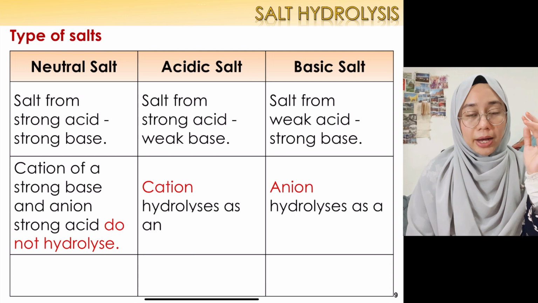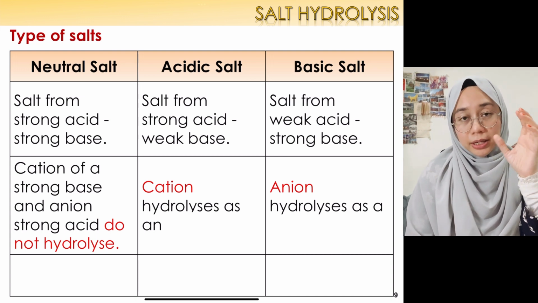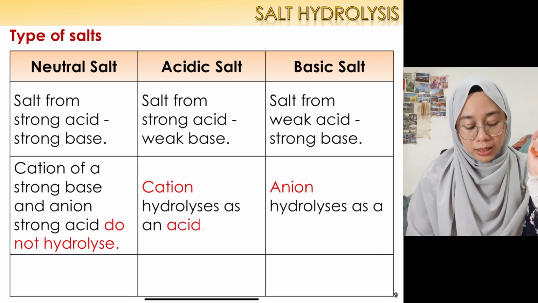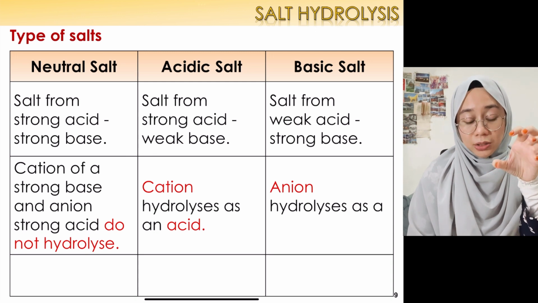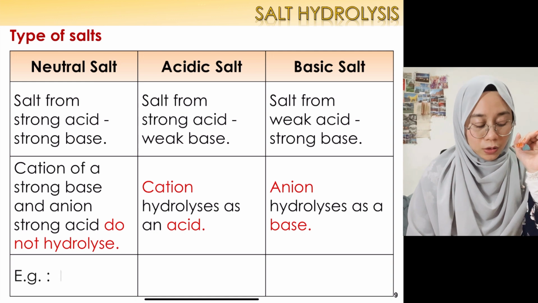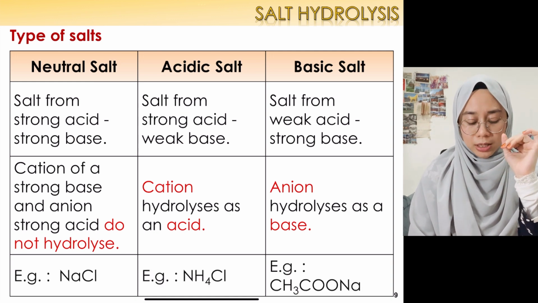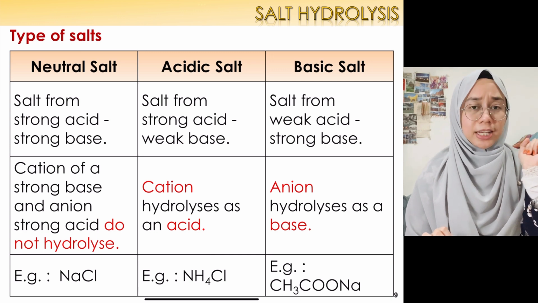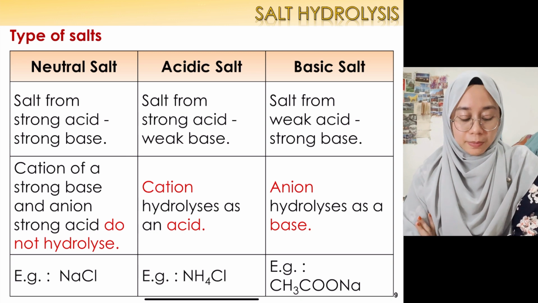Dan tapi kalau acidic salt, okay, kalau yang reaction between strong acid weak base, so the cation dia akan hydrolyze with water and dia akan form acid. Okay, and then kalau basic salt pula, okay, so the anion daripada salt tu nanti dia akan hydrolyze as a base. Okay, so for example kita ada NaCl, the ammonium chloride, and also yang ni dipanggil sebagai sodium acetate.